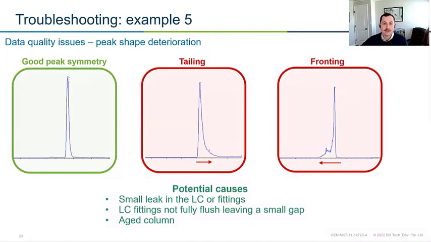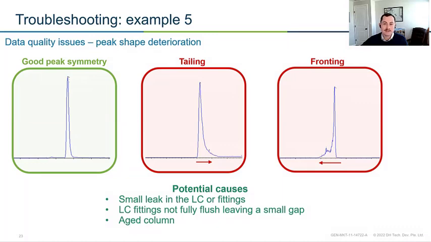Another thing that can occur is if you've changed your sample composition. So let's say in your earlier method, you were injecting 50% water, 50% methanol, and now you've increased it to 60% methanol or 70% methanol. That can have a big effect on your peak shape. So that could be a cause. But if nothing's changed, the most likely culprit is just a leak.